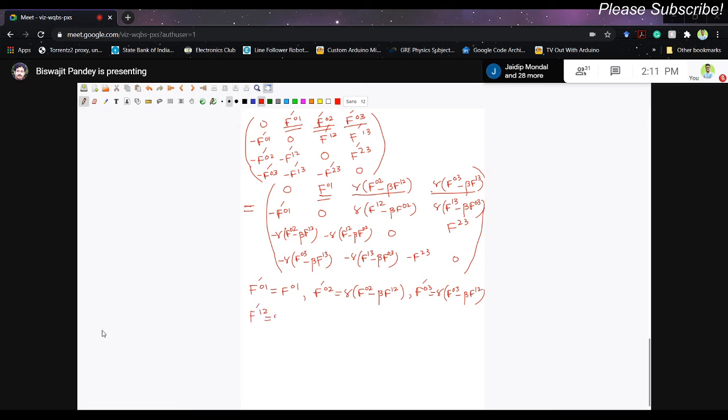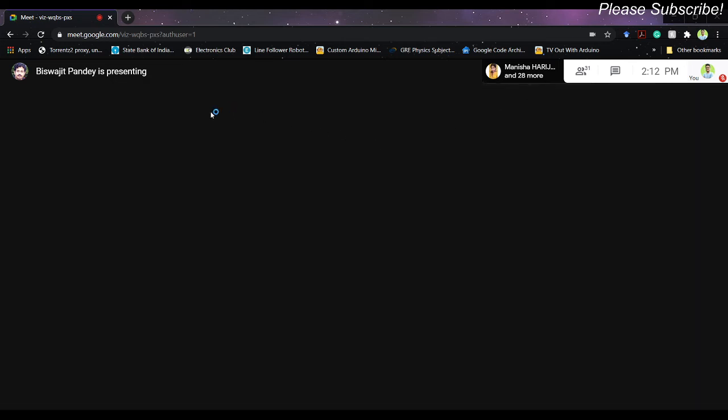f12 prime equal to gamma times f12 minus beta f02. We have f13 prime equal to gamma times f13 minus beta f02. I'm just comparing each of the terms. And f23 prime is same as f23. So even without thinking too much, you can just try to guess, right? And you see that the things will match exactly.